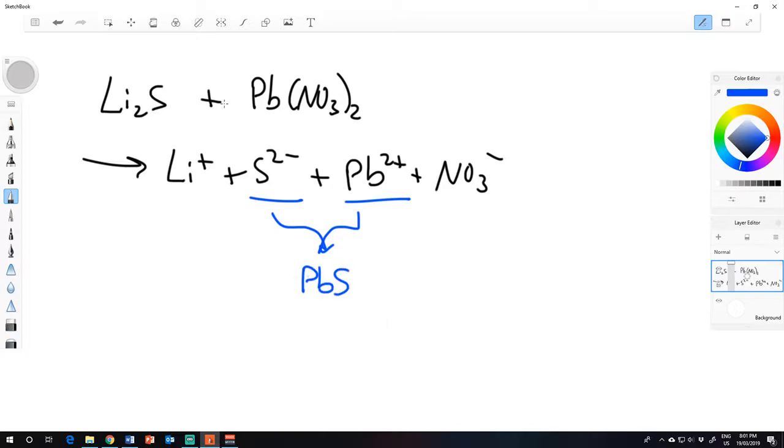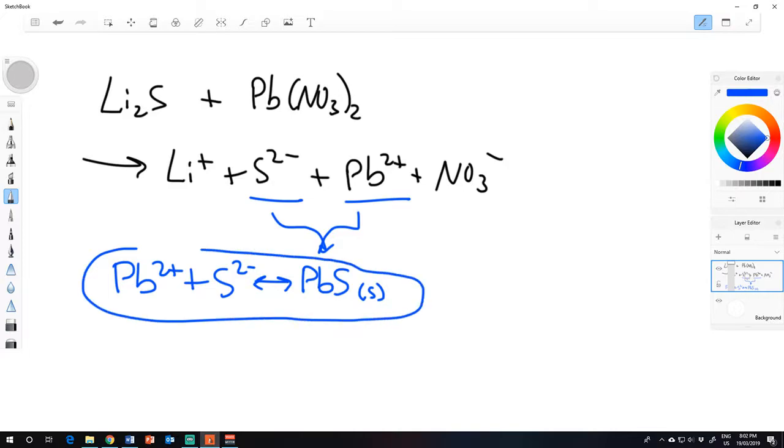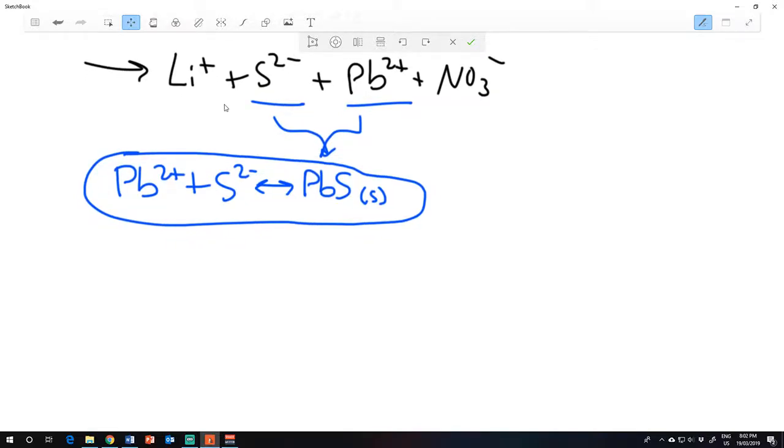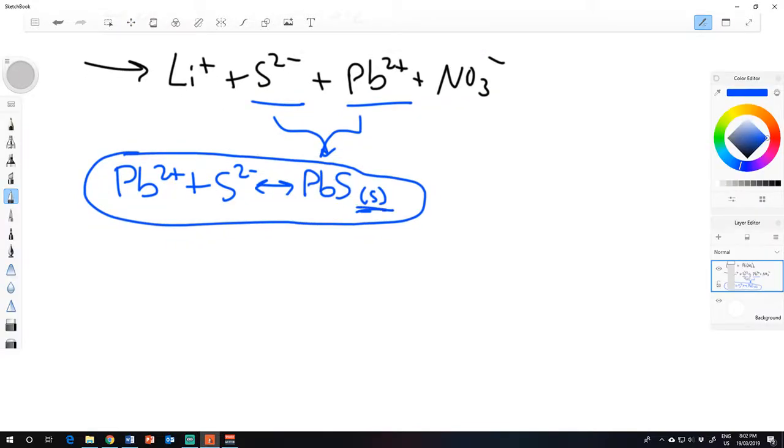Okay, so the net ionic equation will just be whatever forms this low soluble salt. So the net ionic equation will just be Pb2+ plus S2- forming PbS. So that would be my net ionic equation. Okay. So that's the net ionic equation, and that's really all there is to it for that. You just have to determine what the low soluble compound is, and then figure out what ions combine together to make that low soluble compound.